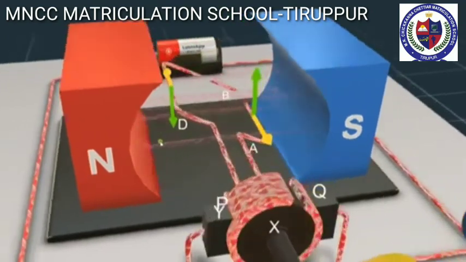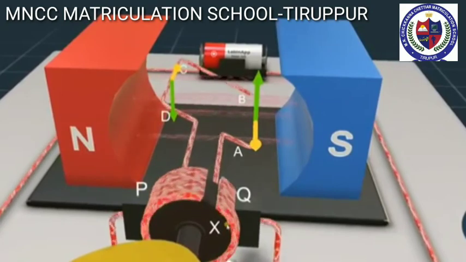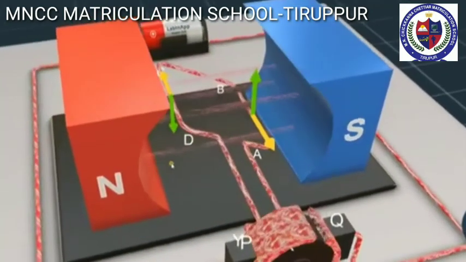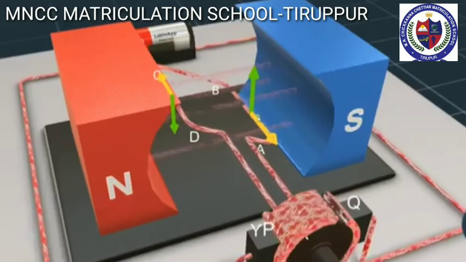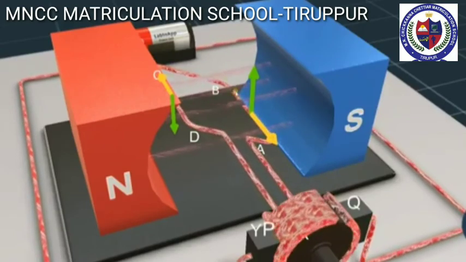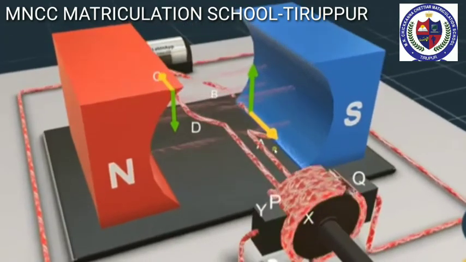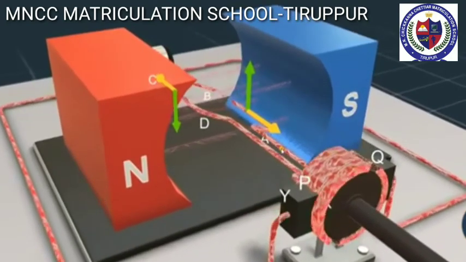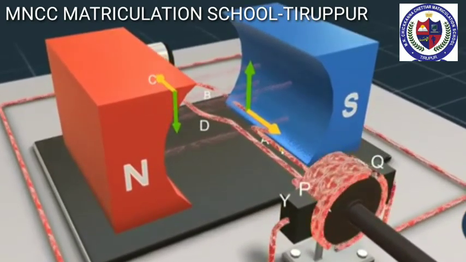The speed of rotation of the coil can be increased by increasing the strength of current in the coil, second, increasing the number of turns in the coil, third, increasing the area of the coil, and fourth, increasing the strength of the magnetic field.